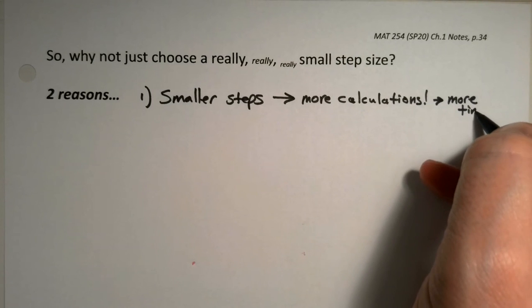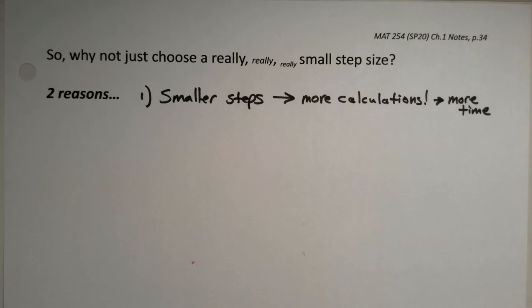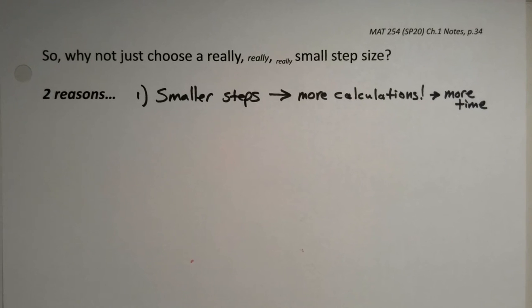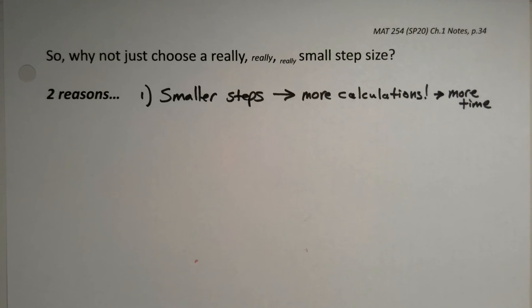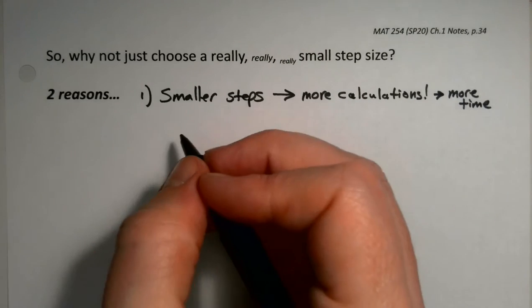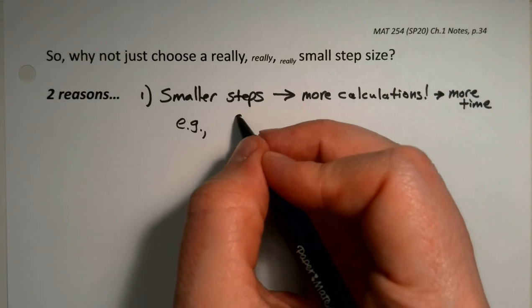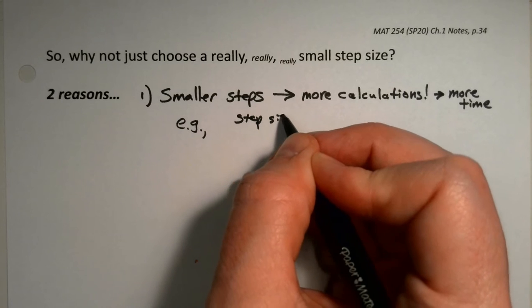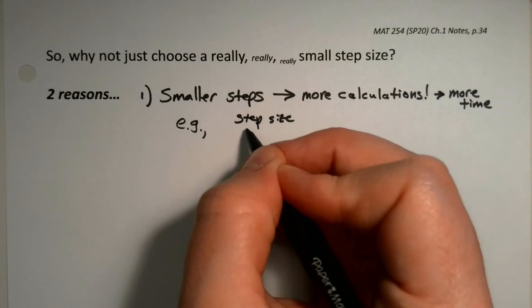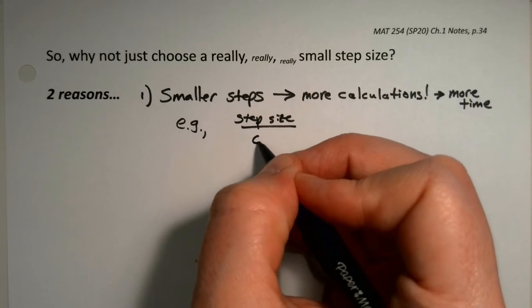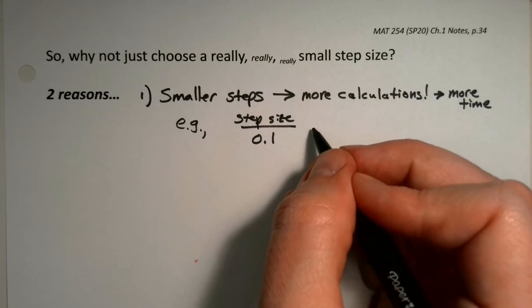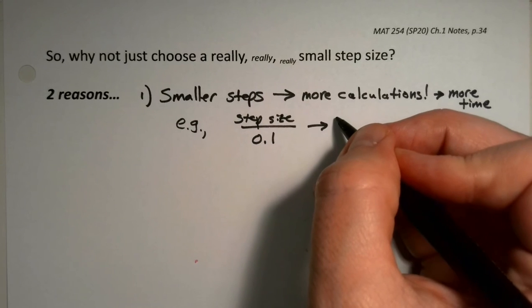Now, you might not think of it this way, but your computer actually does take time to do these calculations. And let me give you just a kind of example of what this might look like. So for example, if you said you have a step size of, I don't know, 0.1, and that corresponds to a computation time.